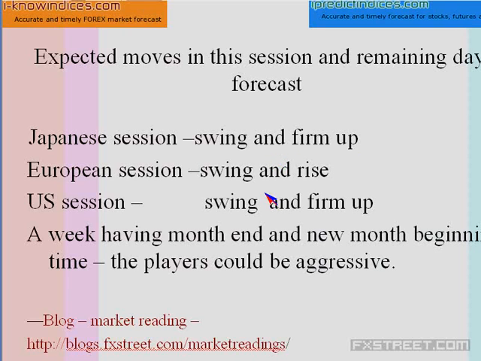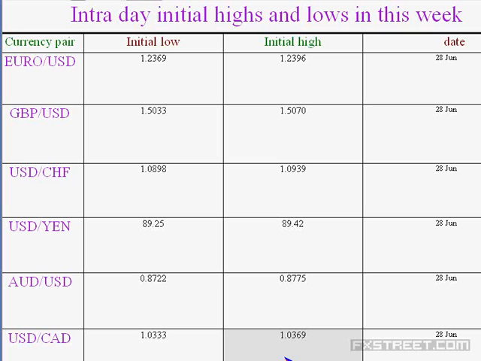There is a swing and firm up move during the Japanese session, swing and rise during the European session, could be a spike also, and in the US session, swing and firm up move, slow gains again similar to the Friday move will be seen. Then we are also confirmed with the help of the market reading, comparing the initial lows and the highs to the current market levels, we are able to ascertain that they wanted to gain the levels in all currency pairs by making contrarian moves.